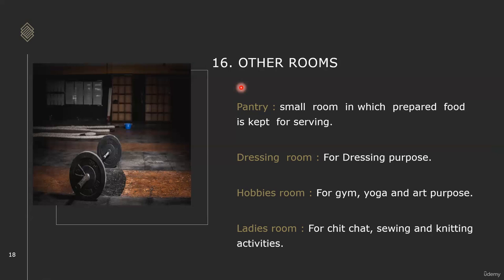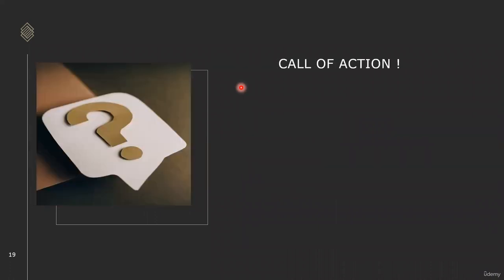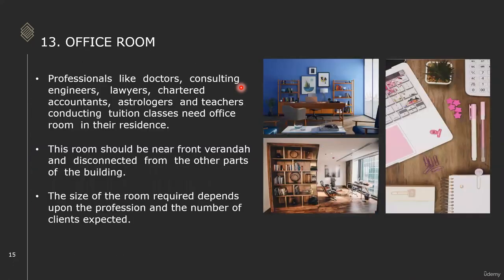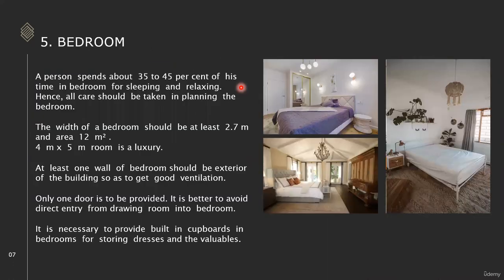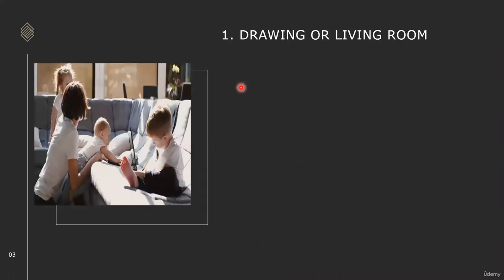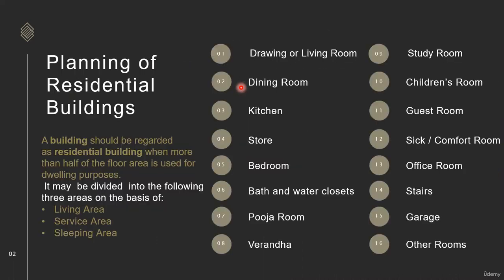So these are all the other rooms which we can consider, which depend upon the requirements of the clients, or we can suggest to the clients that we can do all these particular rooms. Okay, so we have seen this. I just go through the first slide. We have gone through the different components of the buildings which will be there in residential buildings.